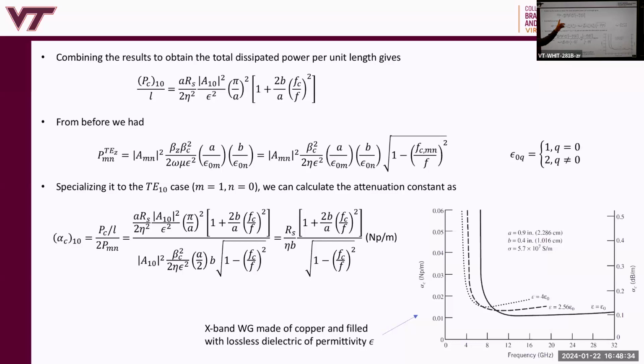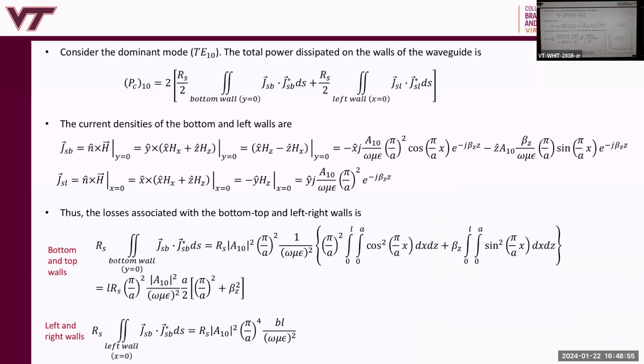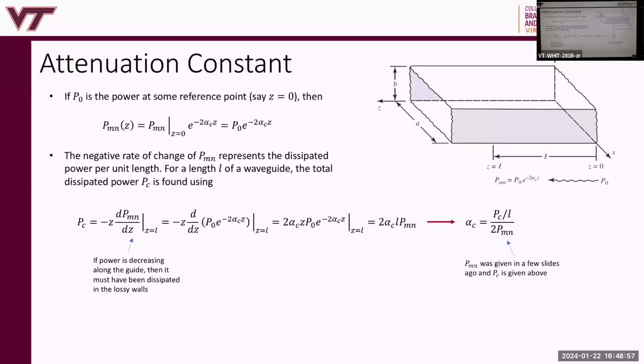So combining the results, we obtain the total dissipated power by combining all 4 walls. We get the following expression: PC10 divided by L, the power that's dissipated into the conductivity of the walls of the waveguide for the 10 mode per unit length L, is equal to this expression here. That's just combining the previous 2 expressions. So we almost have everything we need for our alpha. For alpha, we needed PC divided by L. We just calculated that. Now we need 2 times PMN.